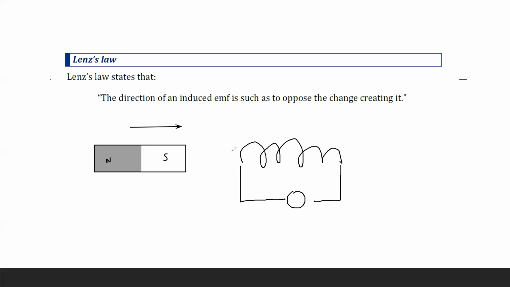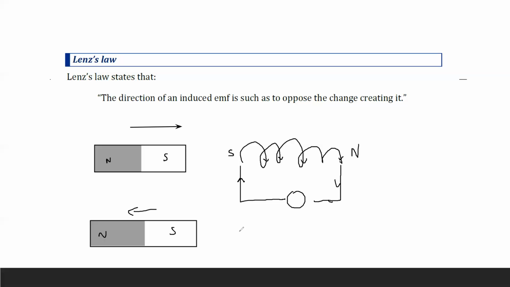So how can it oppose this change? This side will be south, the left hand side, and the right hand side will be north. And the direction of the current is in this manner. But if the same magnet we move in the opposite direction.